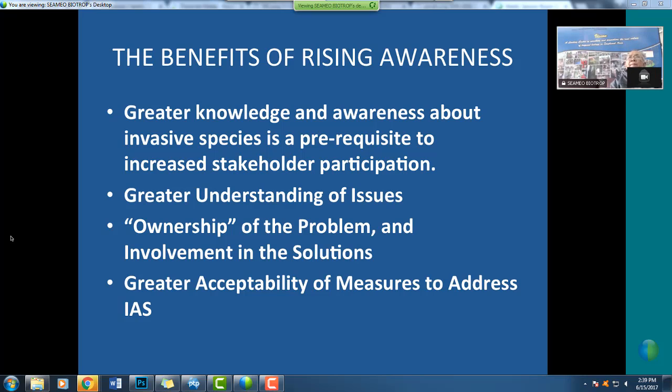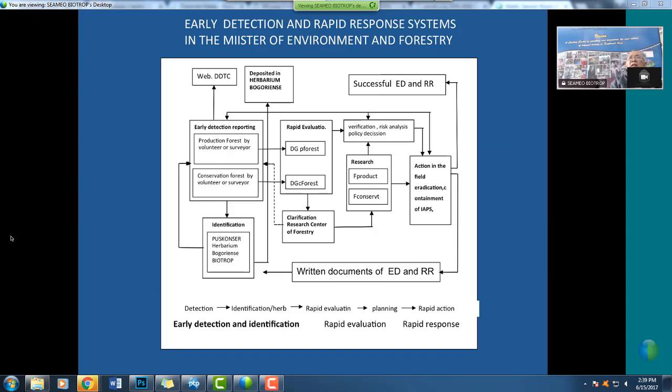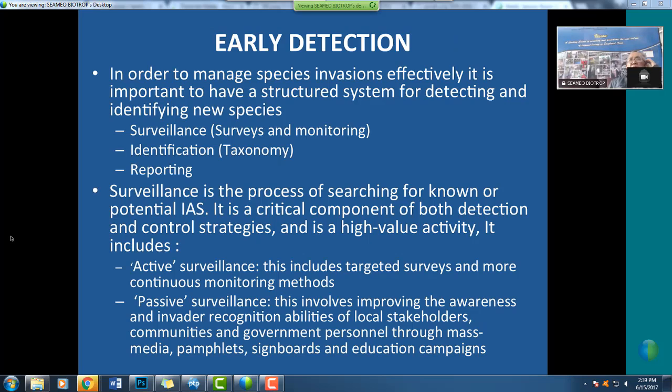And early detection system and rapid response. This is an Indonesian case, how to do the early detection and identification, and then rapid evaluation, and then rapid response. And it is a part of this prevention. Early detection is usually done by the survey.